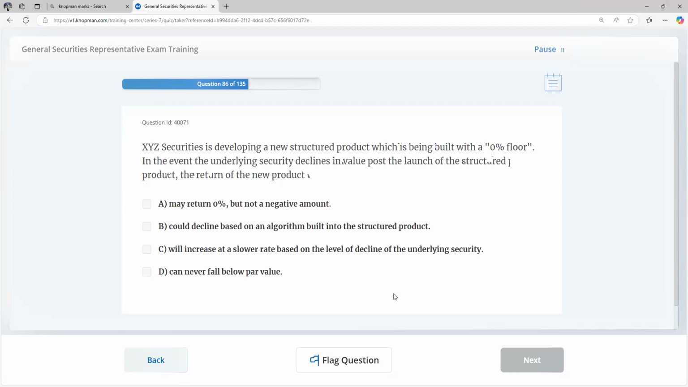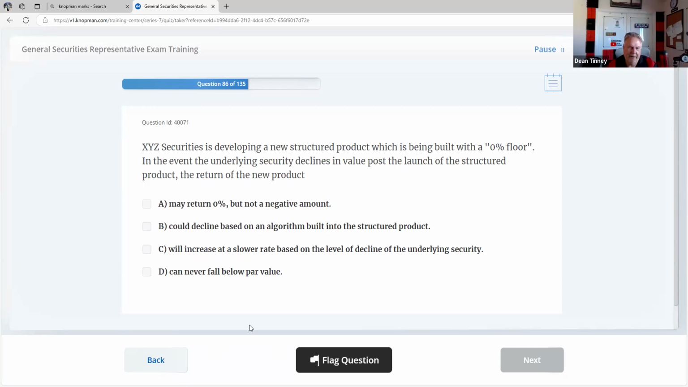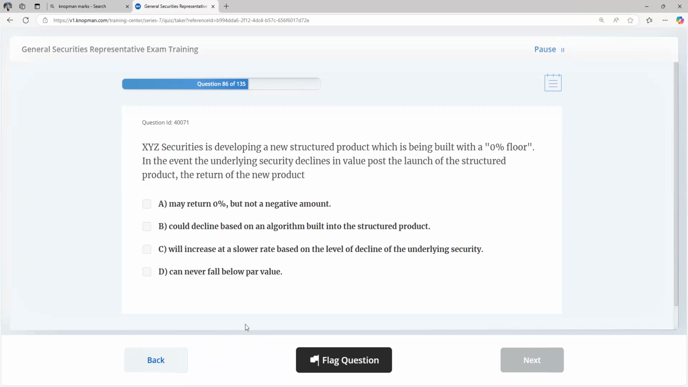Will increase at a slower rate based on the level of decline of the underlying security, can never fall below par value, could decline based on the algorithm, but I don't know. I'm kind of between A, B, or C. Yeah, I'm going for A. What are you going to go for? I don't know. Maybe, I'm between B and C. I don't think it's A. B, I'm probably going.